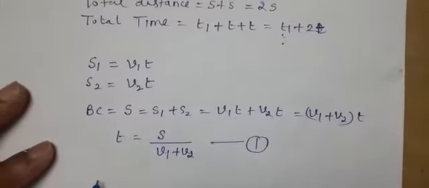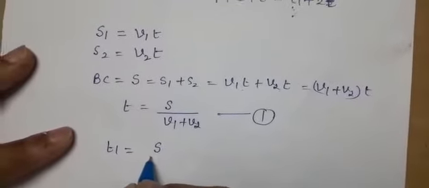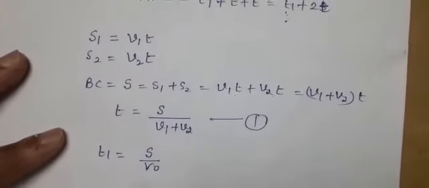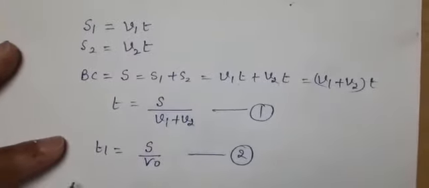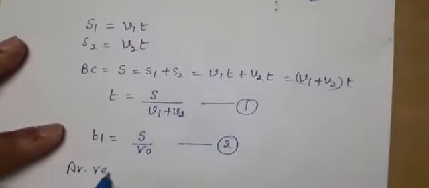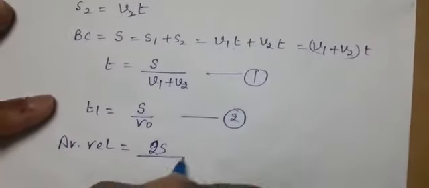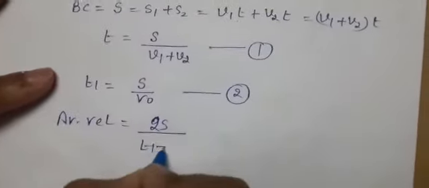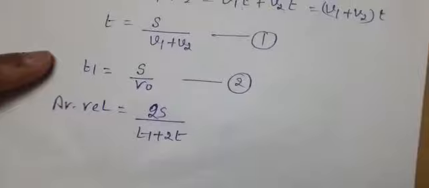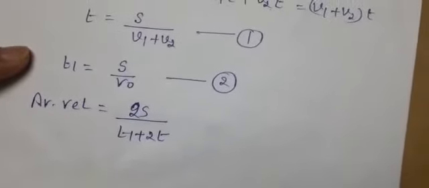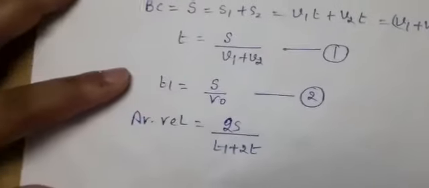Now similarly, t1 is the time taken to cover the first s distance, the first half distance, with velocity v0. Right? Now what is the formula for average velocity? This is total distance, that is 2s, upon total time. What was the total time? t1 plus 2t. As per the figure, the first half distance AB is covered in time t1 and the remaining BC distance is covered in time 2t.